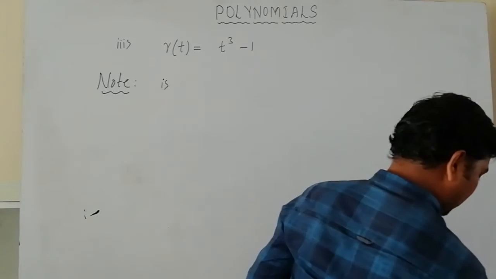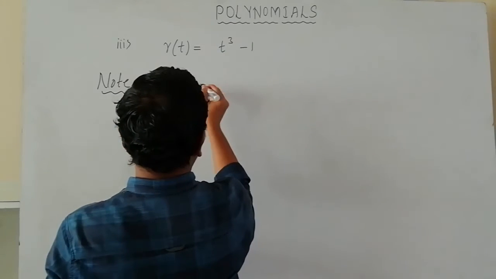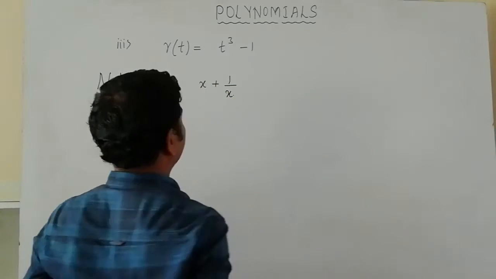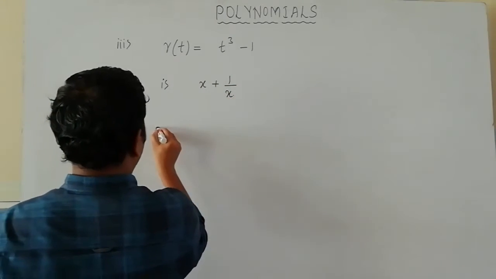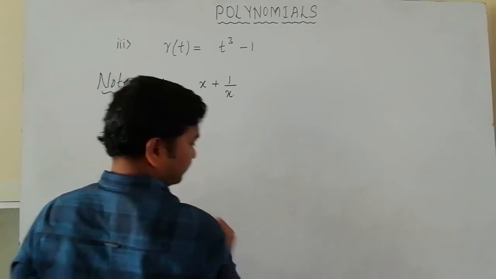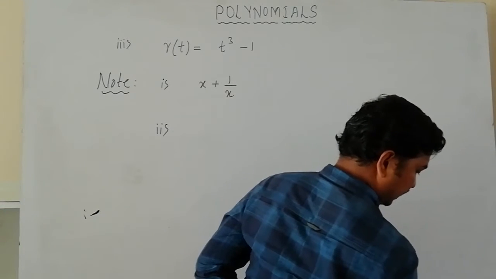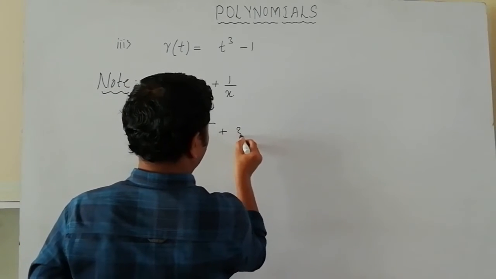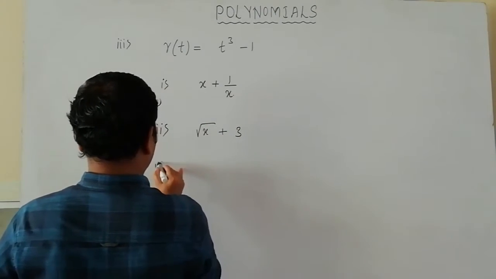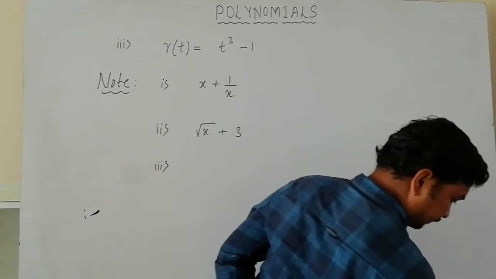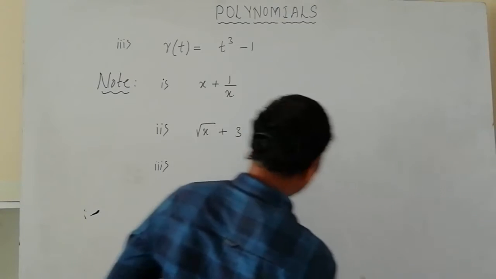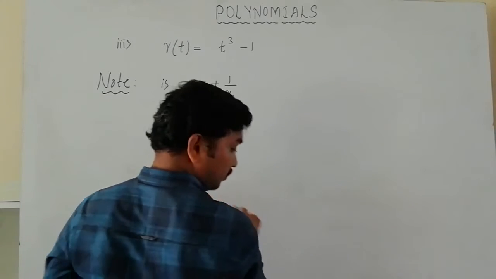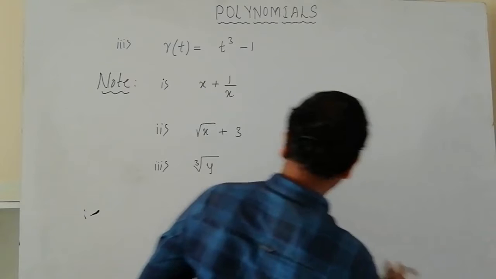I'm going to write it like this: x plus 1 by x. And then the second one. All these are given in your textbook, so that's why yesterday I told you to read the textbook. Third one, cube root of y, cube root of y plus 1.